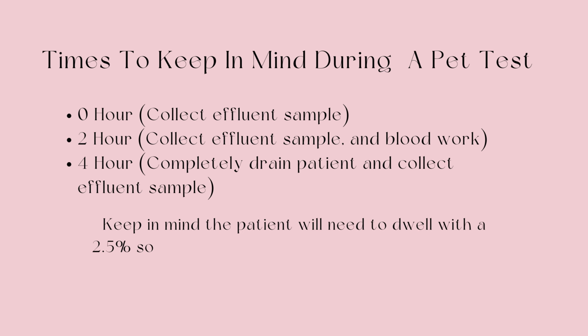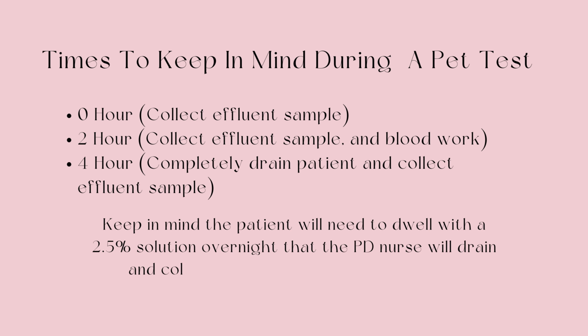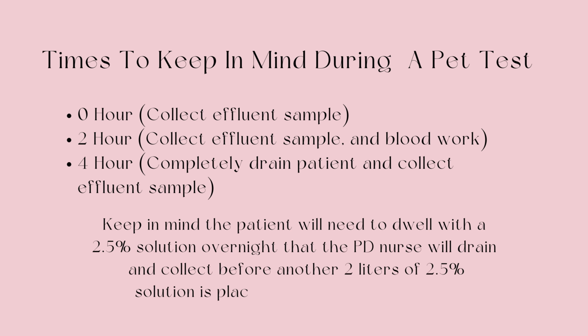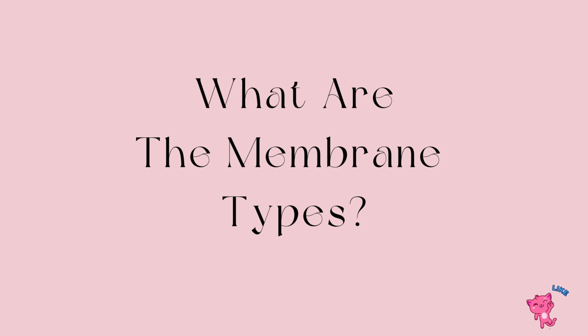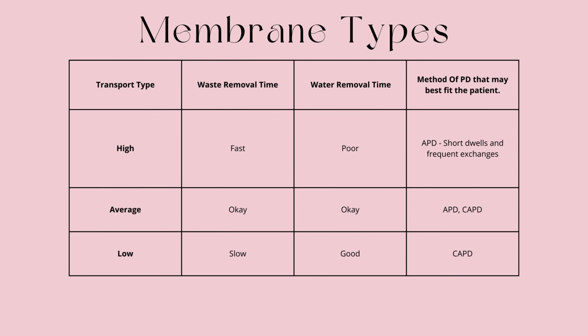Here are the times to keep in mind during a PET test. These are the times that you will collect samples of the dwell. Keep in mind, the patient should arrive already dwelling with 2.5% solution in them for at least 8 hours. This is called the overnight dwell. Here's a chart to simplify things.